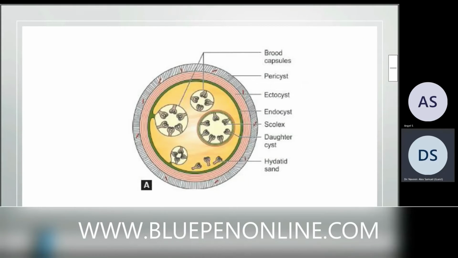This is the second image. See, as I told you, all three layers of the hydatid cyst are seen. The pericyst is the outermost one, the ectocyst is the second layer, and the endocyst is the third layer. This small cyst-like thing found in the main hydatid cyst is called the brood capsule. The one called the daughter cyst has all three layers of the main mother cyst. And next is the hydatid sand. They might ask you what is hydatid sand. It is the freely moving protoscolices found in the hydatid cyst.